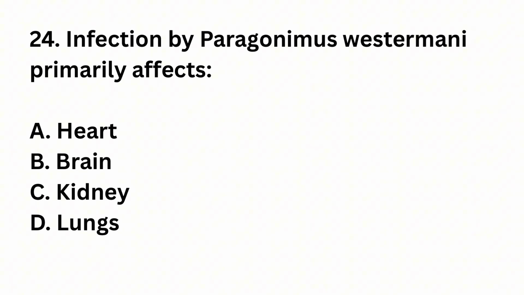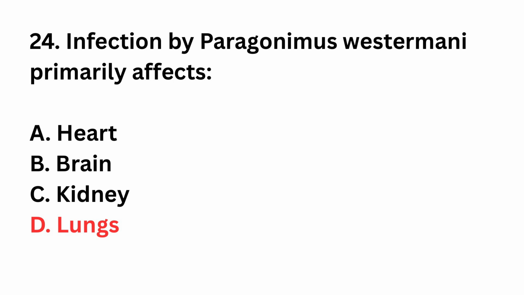Question number 24. Infection by Paragonimus westermani primarily affects heart, brain, kidney, lungs. The right answer is option D, lungs. The lung fluke causes chronic cough and hemoptysis. Eggs may also appear in sputum.